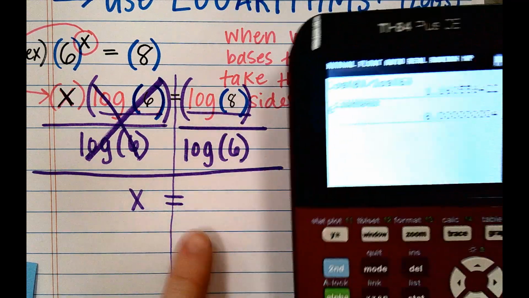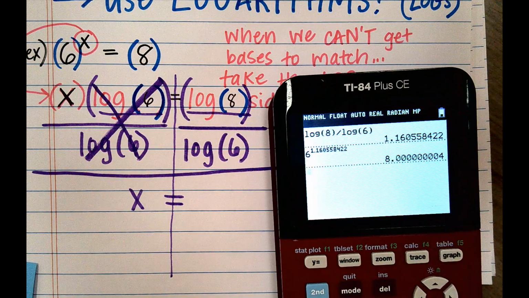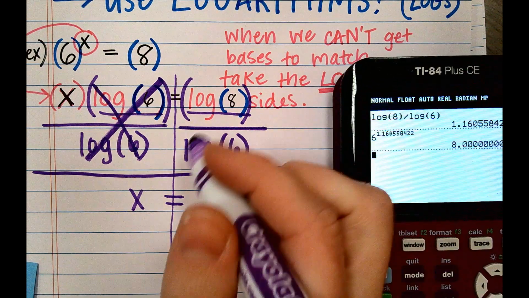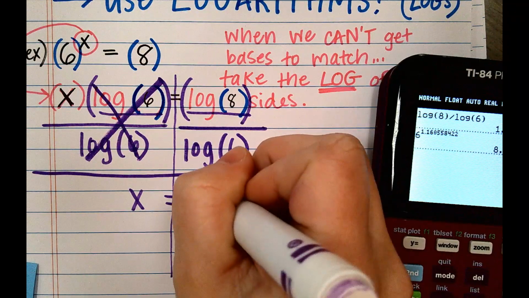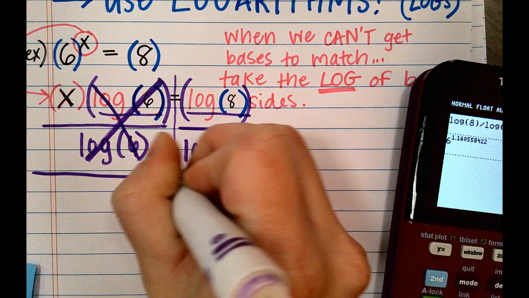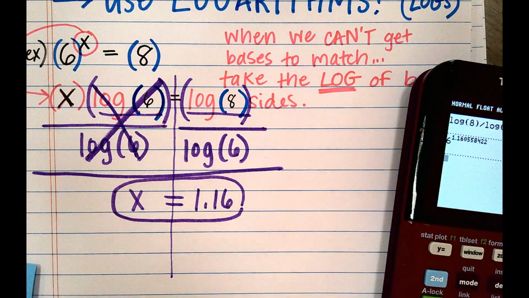Okay, so our answer for x is that number that we got. We can round it if we want. We could say 1.16. That would be just fine. And that is our answer. So that's a little uncomfortable because it's something we may have never done before. Let's run through a few more of these and just get used to the process.